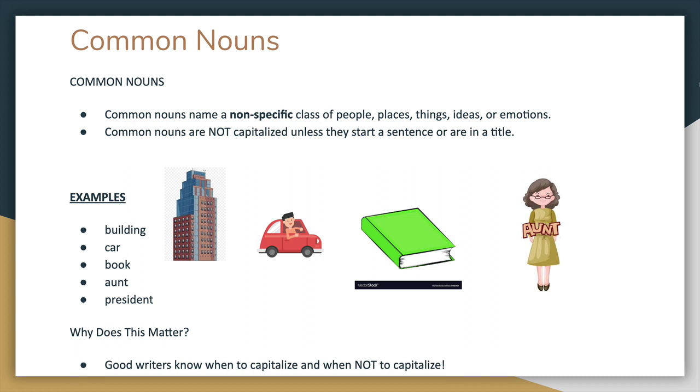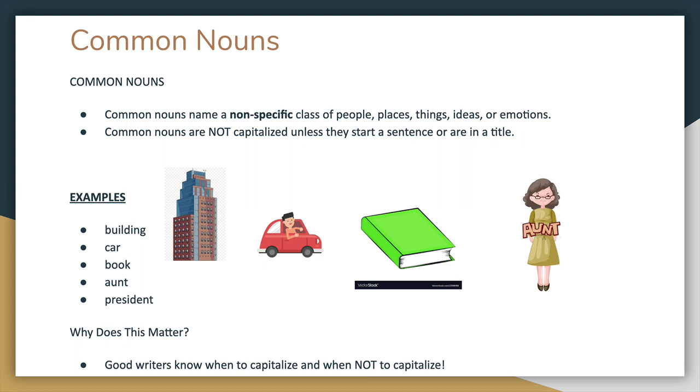Okay, the final type of nouns that we're going to talk about today are common and proper nouns. We'll start with common nouns. Common nouns are a non-specific class of people, places, things, ideas, or emotions. And as a result of their being non-specific, they are not capitalized unless they're going to start a sentence or be in a title somewhere.